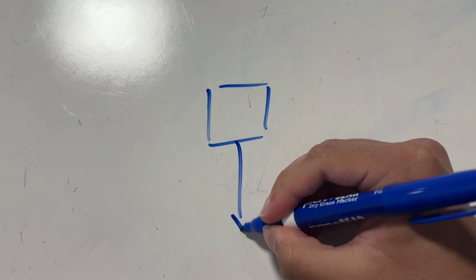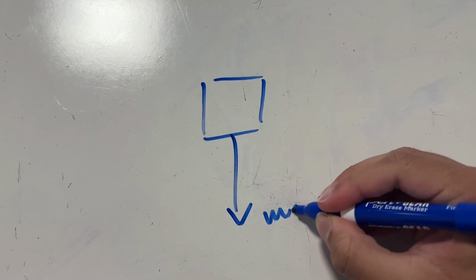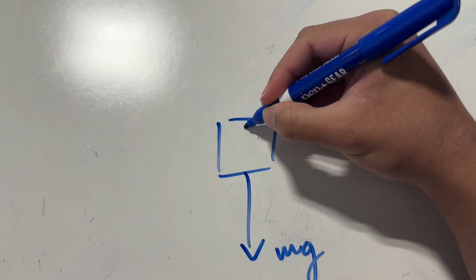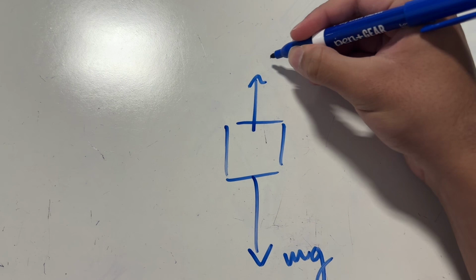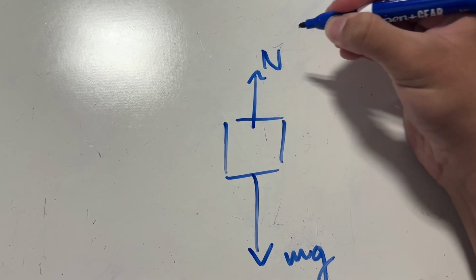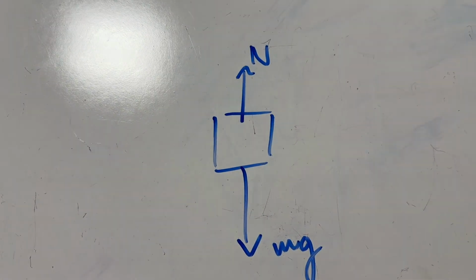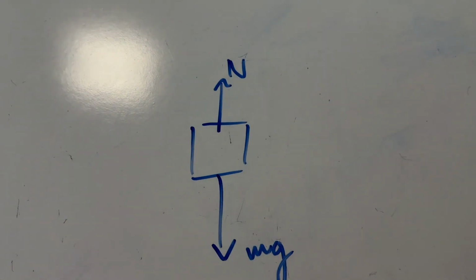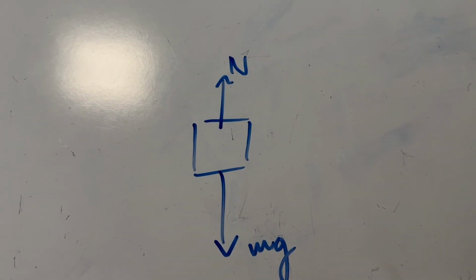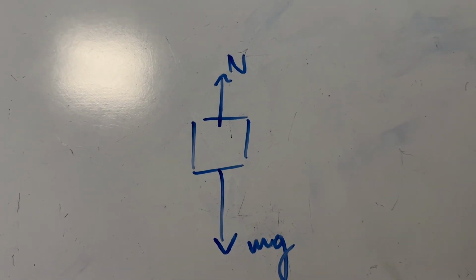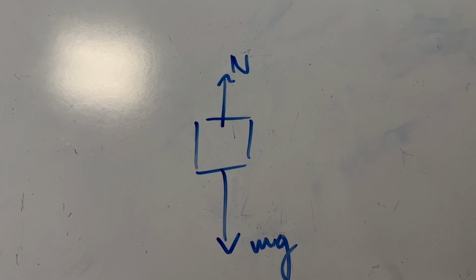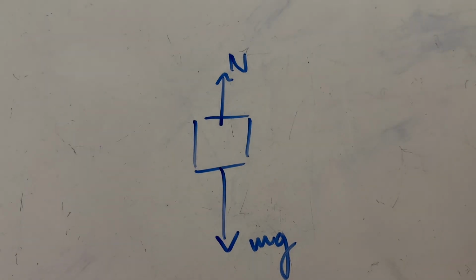The weight and the elevator floor, which we can label as force normal. So for the elevator floor's normal force to be the least, the acceleration must be the most downward possible, which means that weight must be much more than the normal force.